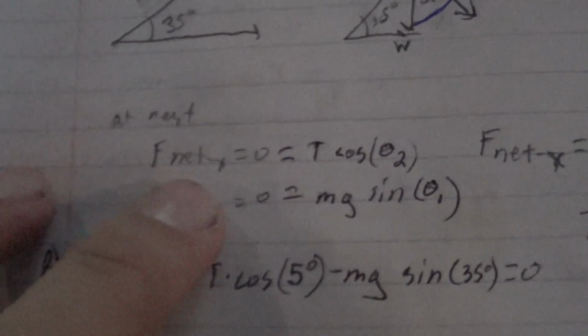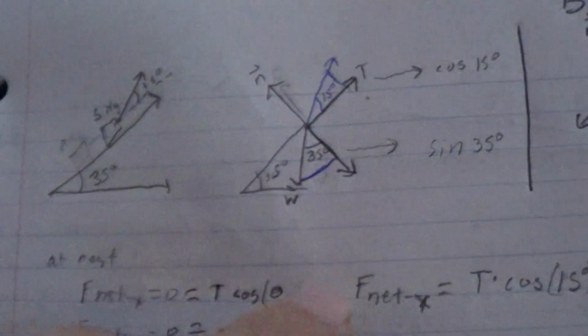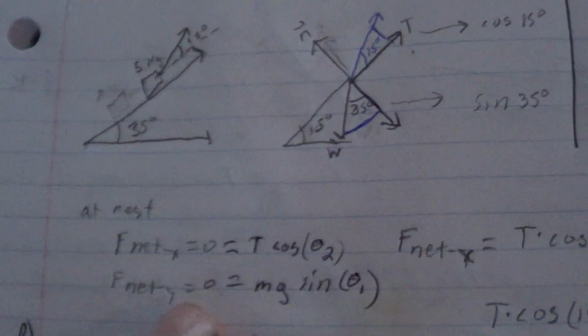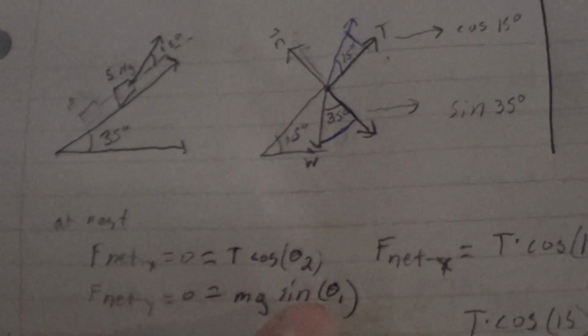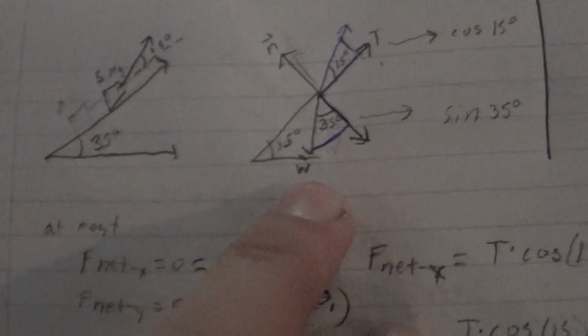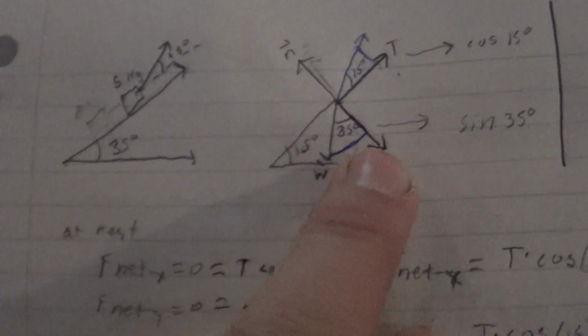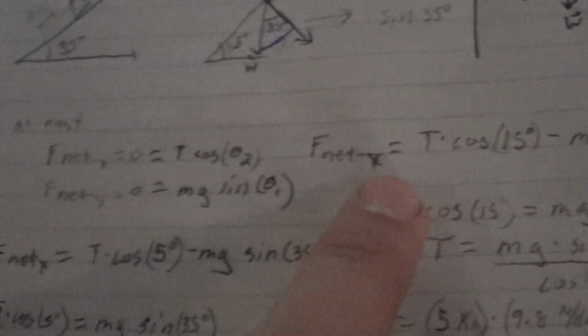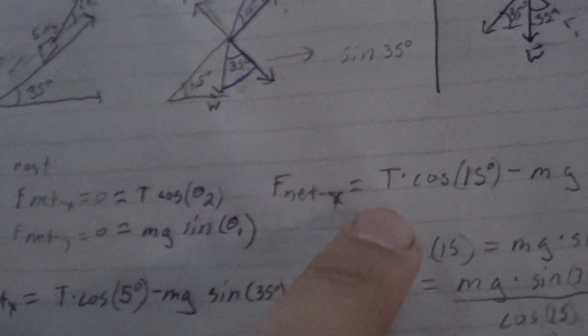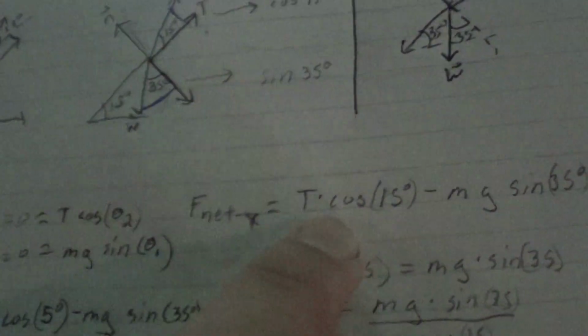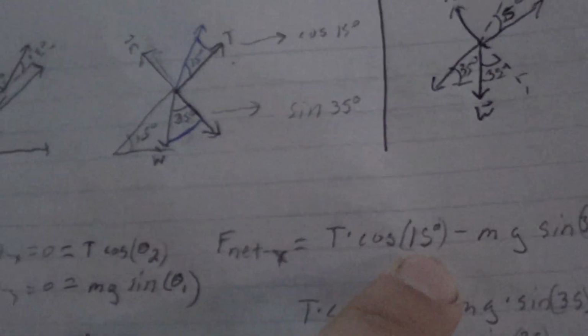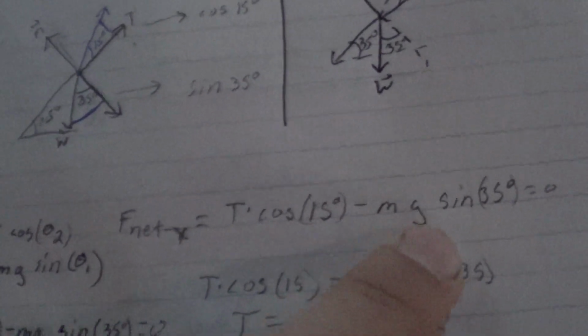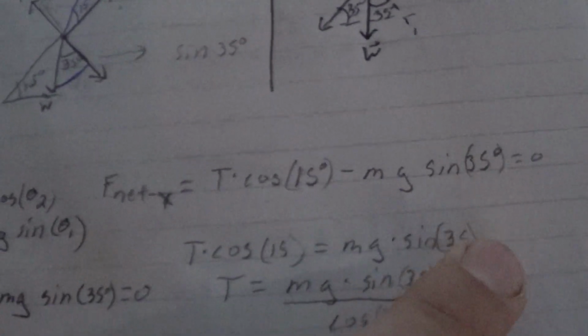Alright, and at rest, F net of x equals 0, and F net of y equals 0, and it equals tension times the cosine of theta 2 to get our x, and F net y equals mg sine theta 1, because it's going to be mg pulling down, and our sine of theta 1 to get to this, our y. And then finagling those formulas around to equal each other and subtracting, we get T cosine of 15 degrees minus m times g sine of 35 degrees equals 0.